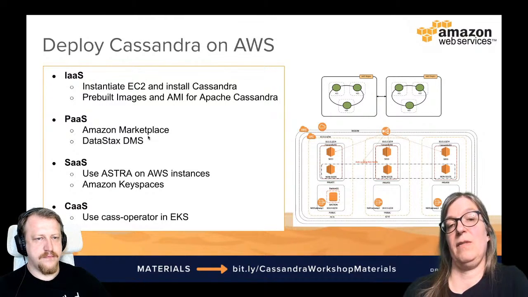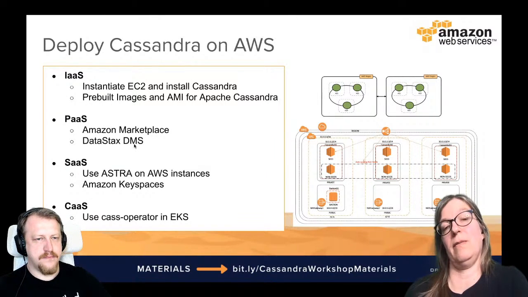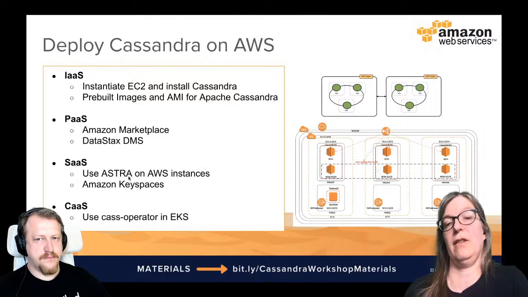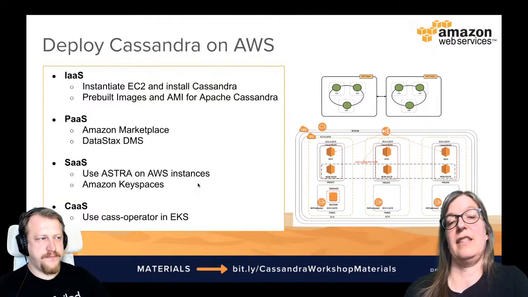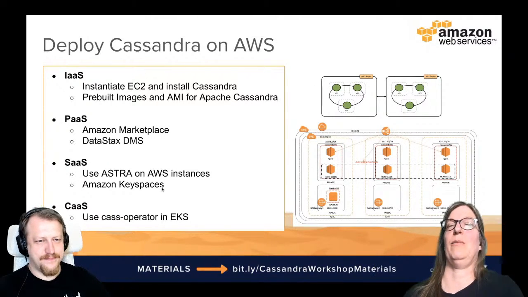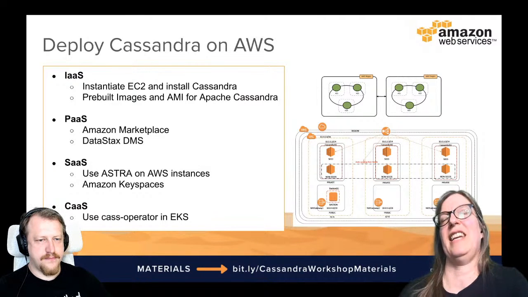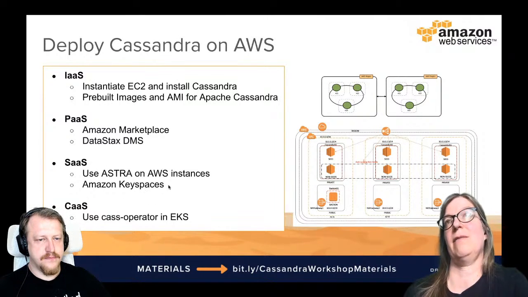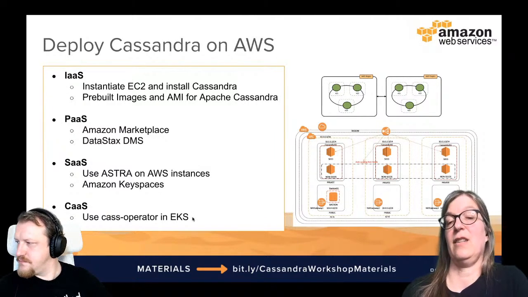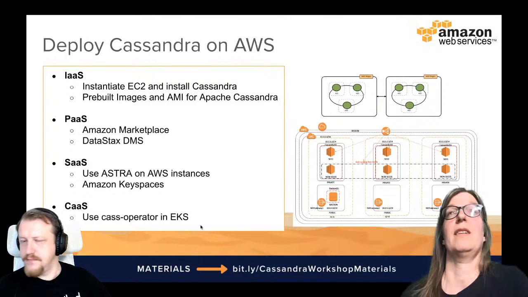You can get it from the Amazon Marketplace. We used to offer DataStax Managed Service for Cassandra. We now prefer that you go to Astra, as a more convenient offering on AWS instances. Amazon also has their own Cassandra-like, CQL-compliant database offering, which is Amazon Keyspaces. You can use our drivers, for example the Cassandra drivers, to connect to them. And then in the container as a service, you can use the Cass operator in the Elastic Kubernetes Service and deploy your Cassandra instances this way.